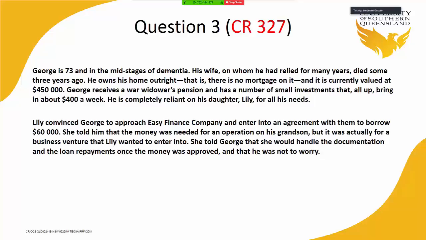So let's go through it quickly. George is 73 and is in the mid-stages of dementia. What is dementia? That's when your brain reverts back to previous parts of your life, where you start remembering. So what is the main characteristic of someone with dementia? Forgetful. So they forget stuff.